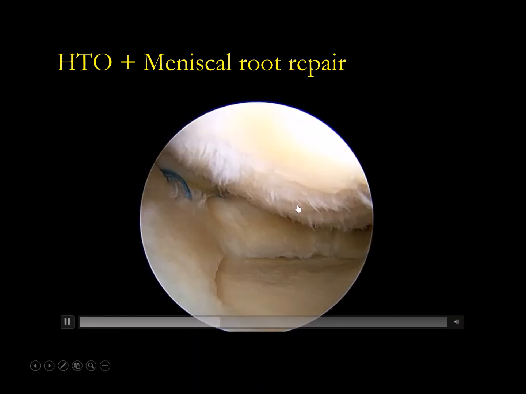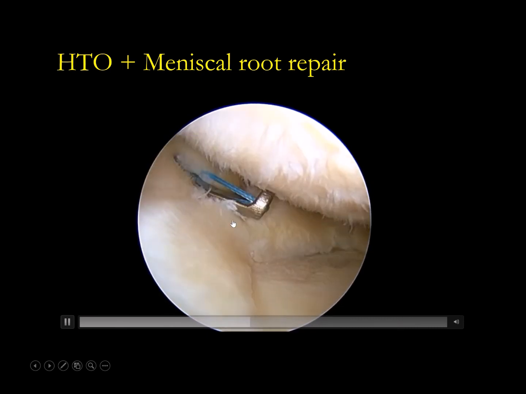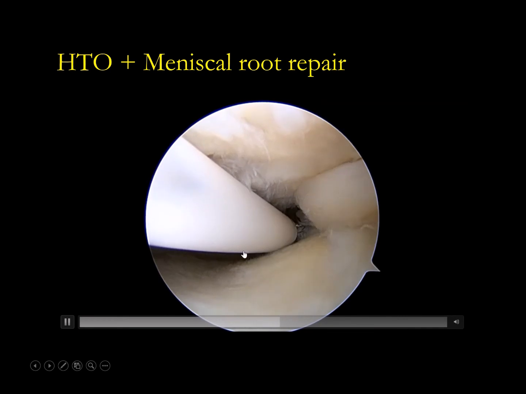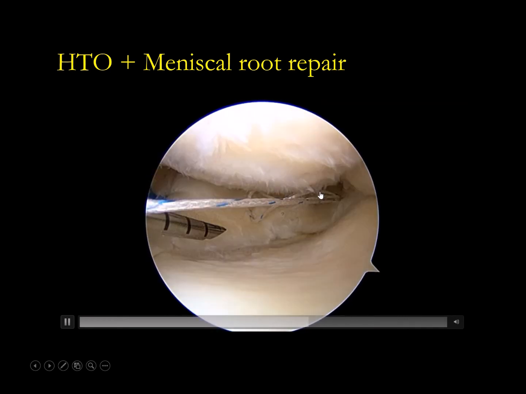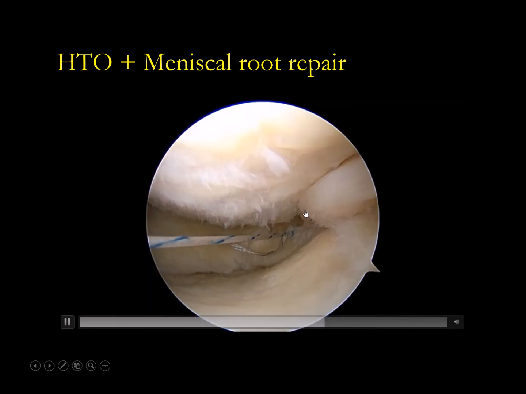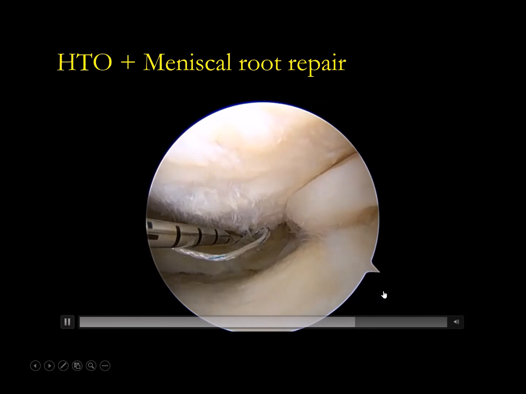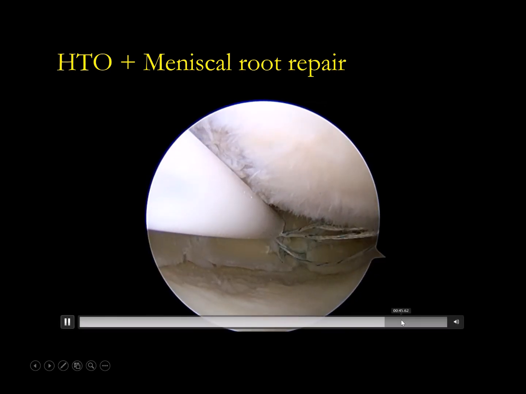So this is the way we do extrusion reduction. Okay, we do the all inside. We put the anchor in and reduce the extrusion by making a knot. Okay, reduce the meniscus back, and then we can do the meniscus repair to the PCL. Okay, like this. Okay, do the same in the upper and lower part of the meniscus.